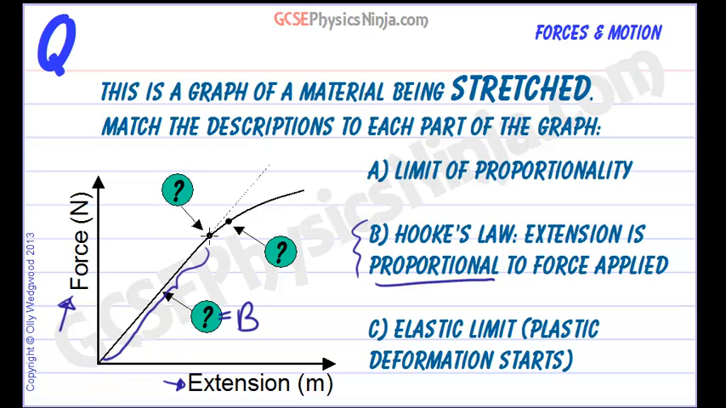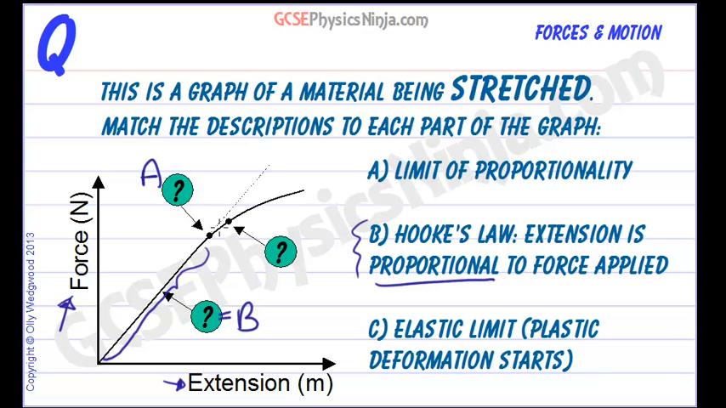Now we get up to a certain point when the graph starts to curve and it's no longer proportional. It's no longer a straight line. And that is called the limit of proportionality. The limit of proportionality, so that's A. After that point, Hooke's law will not work.